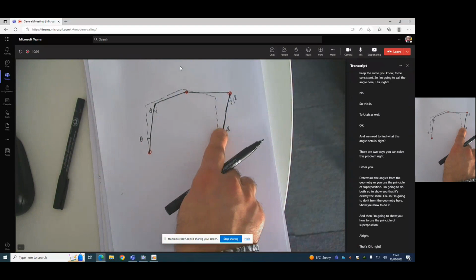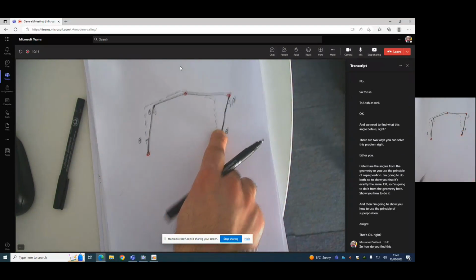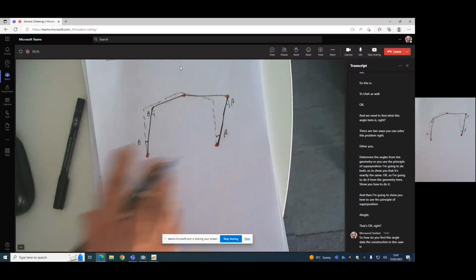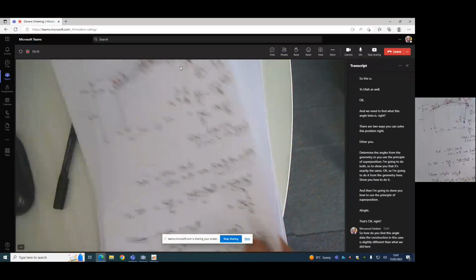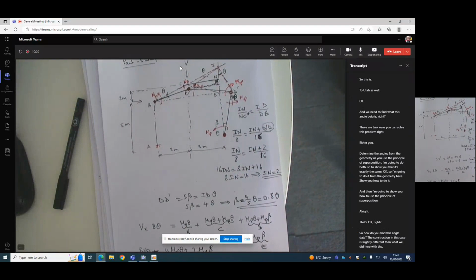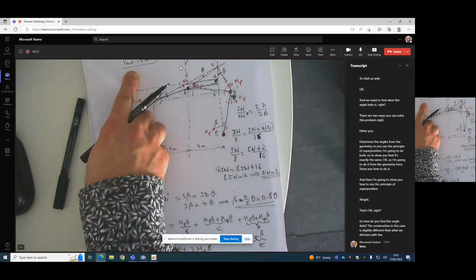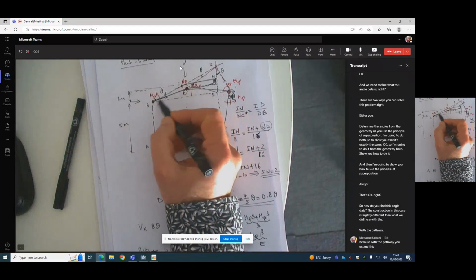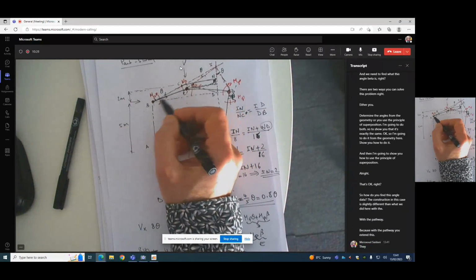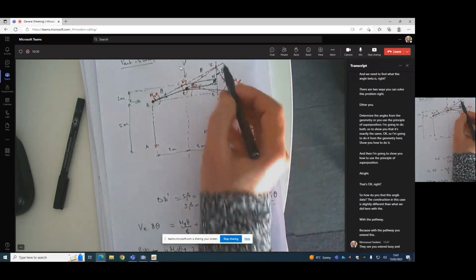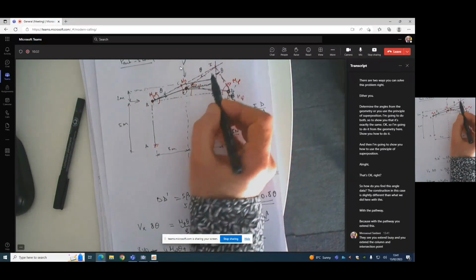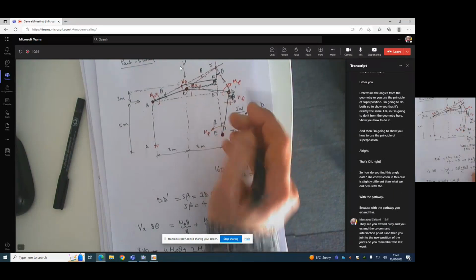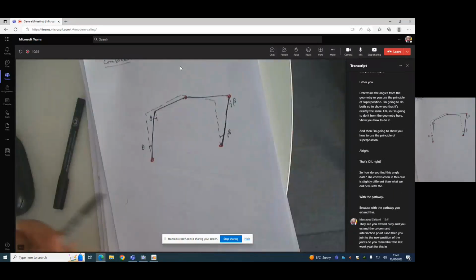So how do you find this angle beta? The construction in this case is slightly different than what we did here with the pathway, because with the pathway you extend AC, you extend BC, and you extend the column, and the intersection at point I, and then you join to the new position of the joints. Do you remember this last week? Yeah. For this case here, it's slightly different.